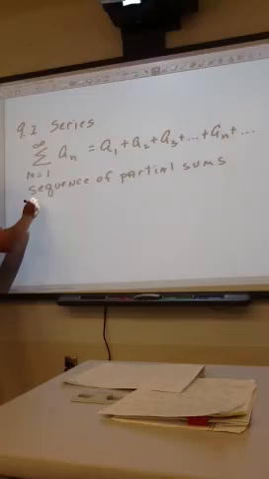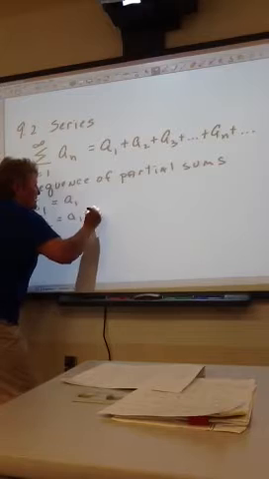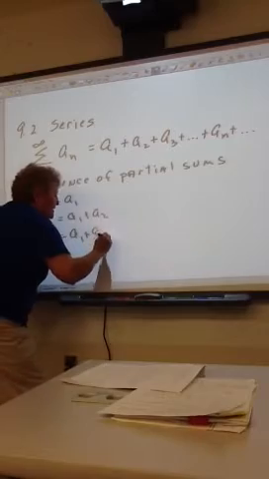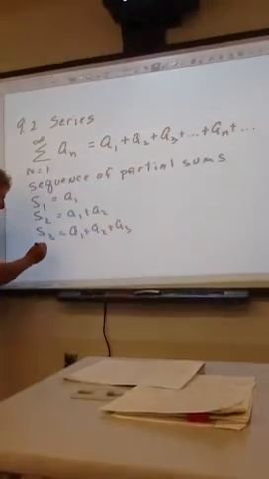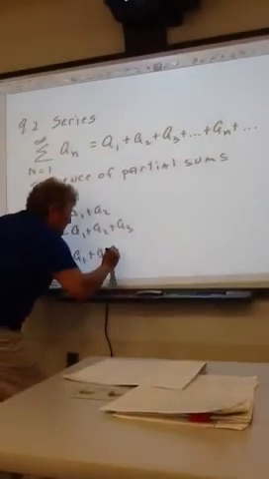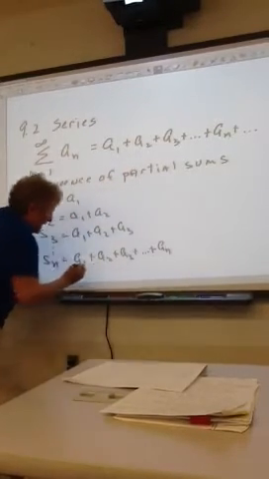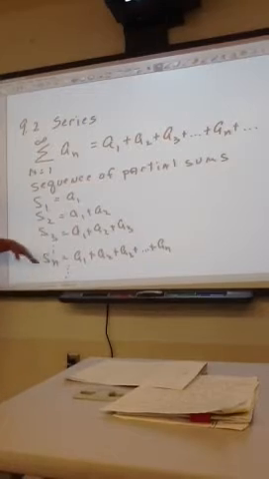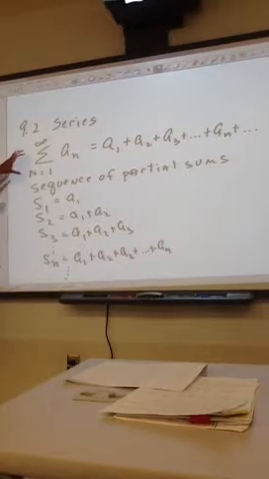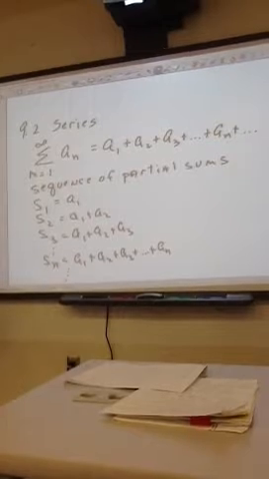The first partial sum is just the first term. The second partial sum is the sum of the first two terms. The third partial sum is the sum of the first three. The nth partial sum is the sum of the first n terms. And what we do is we look at this sequence. And if that sequence converges, then we say that the series converges. So you're going to make a new sequence out of this.